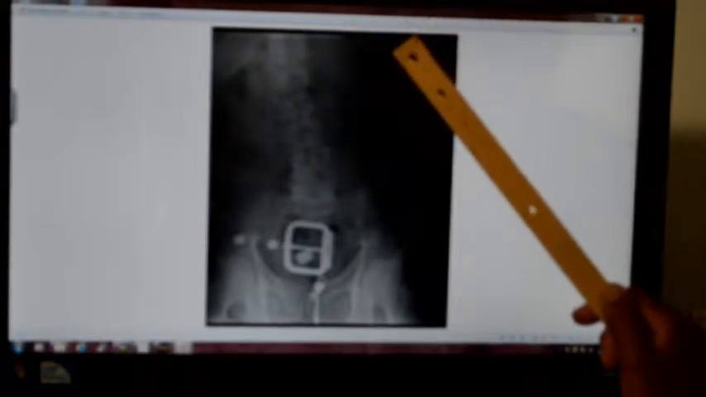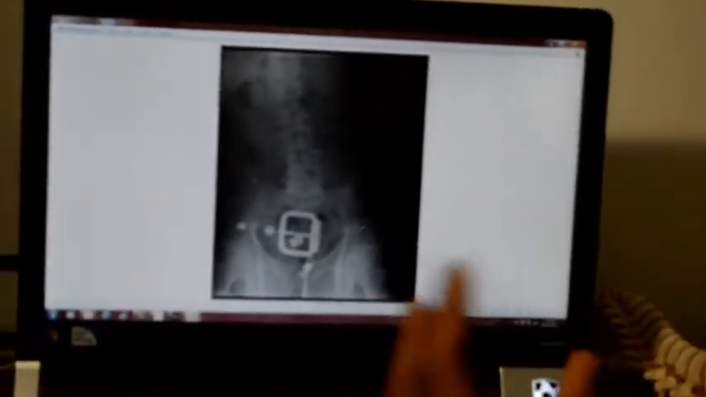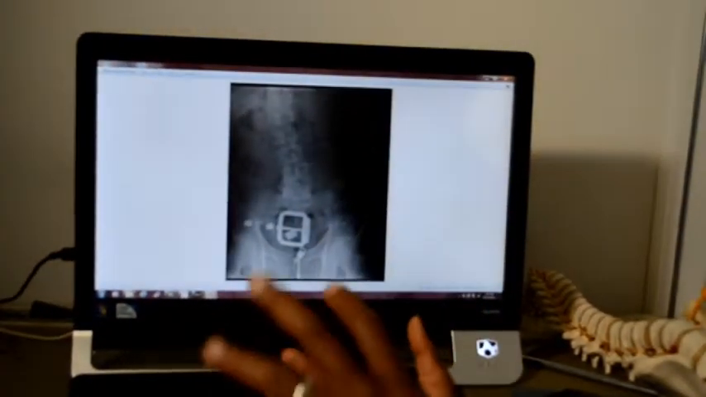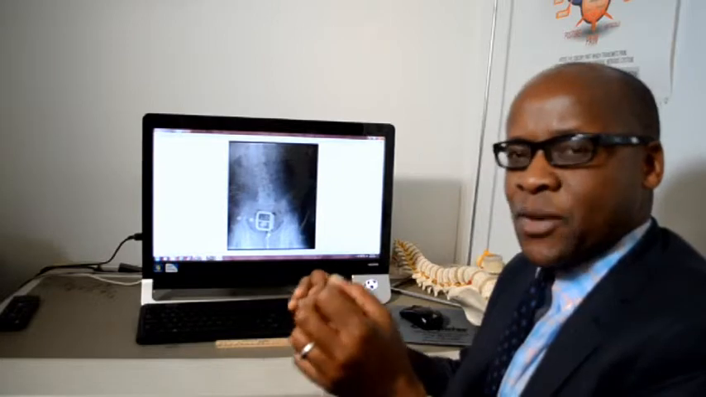It goes down like this, so there is some scoliosis going on here. And what is scoliosis? Scoliosis is very simple. It is basically when your spine has a lateral bend, meaning your spine is bending to the side. Instead of being in alignment, it is bending to the side. That's what we describe as scoliosis.